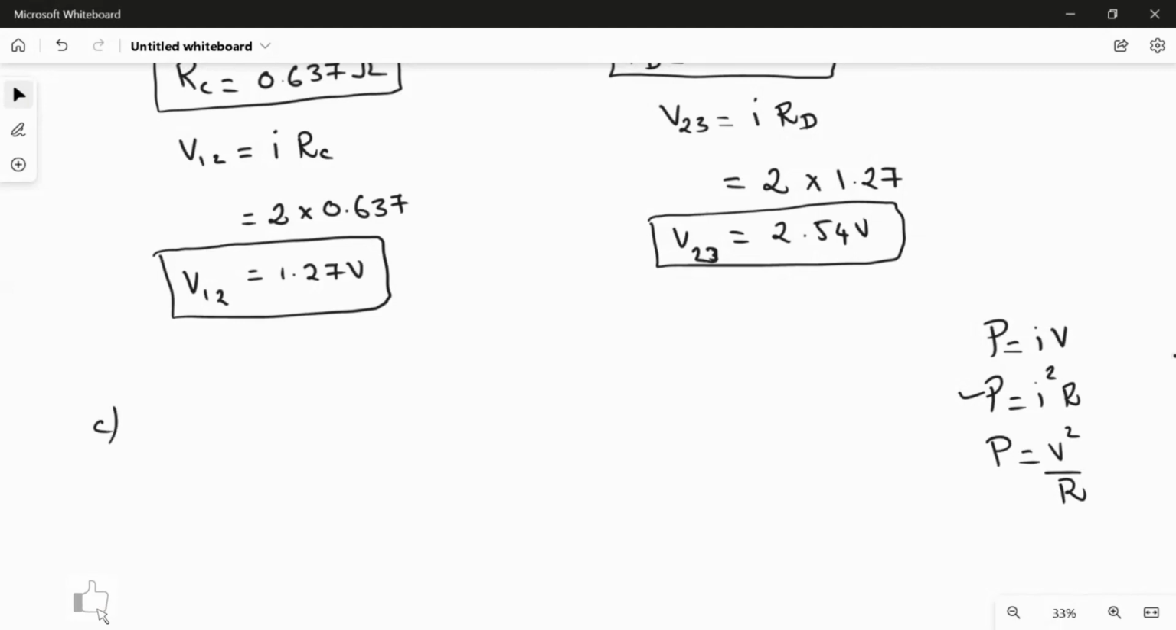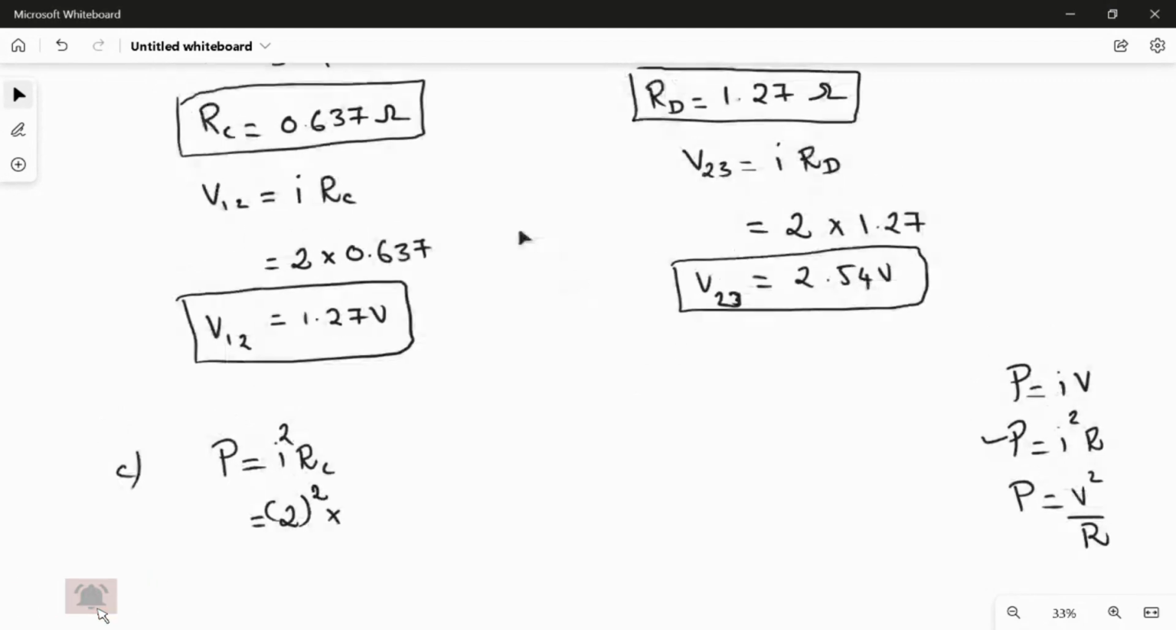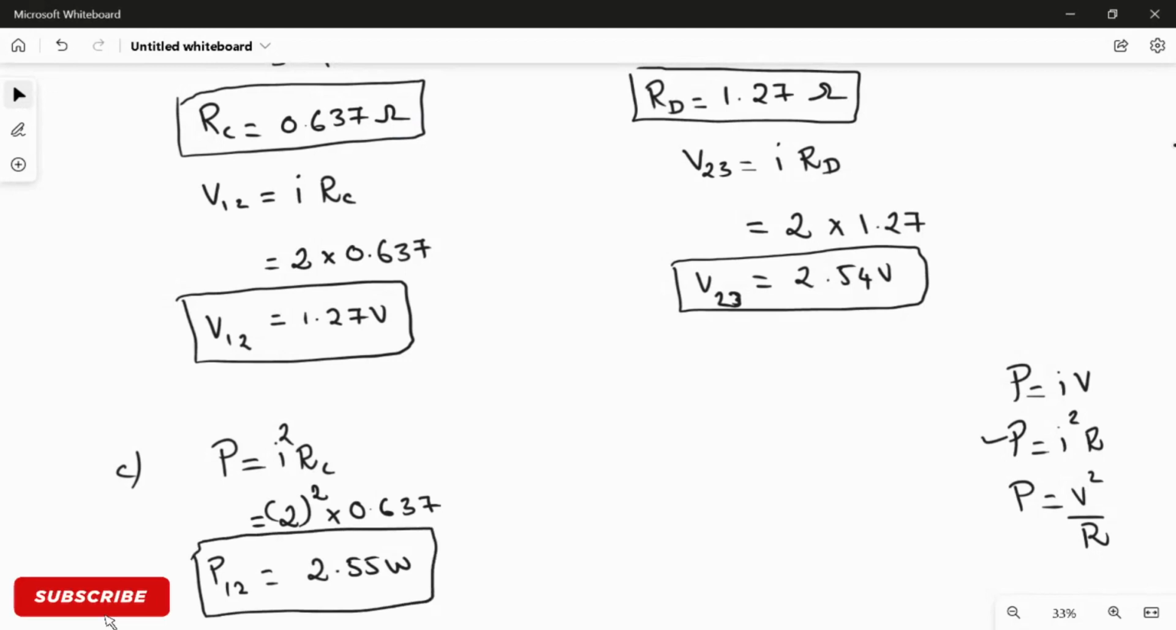Understand? So for getting the answer here, I'm going to use the formula P equal to I square multiplied by the resistance of the wire C. The current is already mentioned in the question as 2 ampere. So therefore 2 square multiply with the resistance of the wire we already calculated as 0.637. I'm going to use that value, 0.637, and we got the answer for the power between the point 1 and 2 as 2.55 watts. The unit for the power is watts. So this is the answer for the third question.